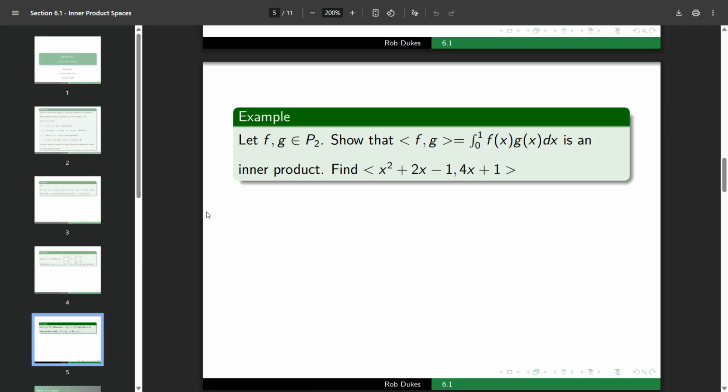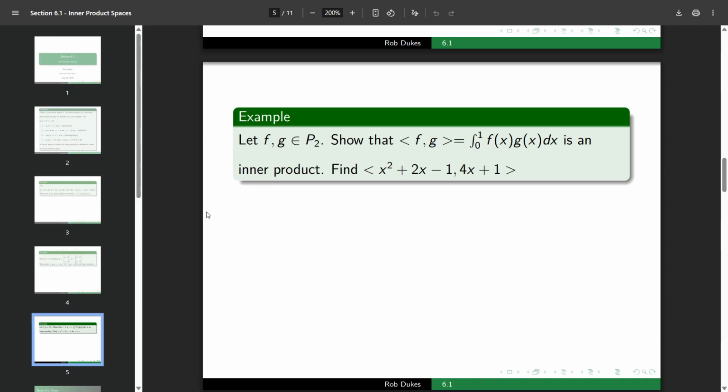Okay. So for function spaces in particular, this is a good one because the dot product of a function is not something that makes a lot of sense. I mean, I guess you could dot the coefficients, but that doesn't really give you something very meaningful. Instead, what we do is we multiply them by each other and we integrate across some closed domain. In this case, 0, 1.